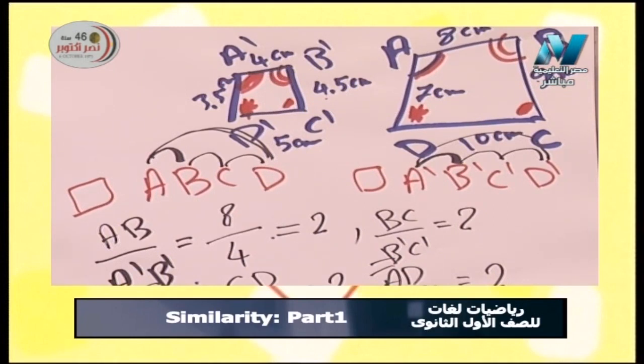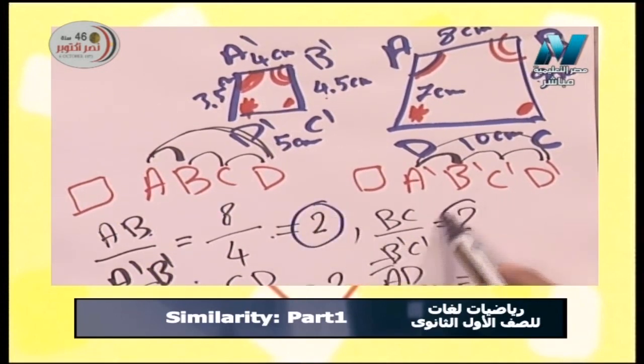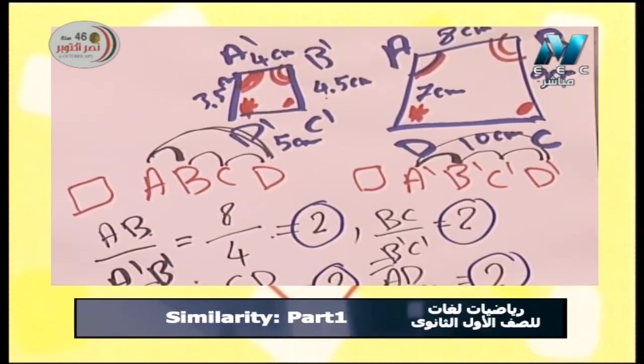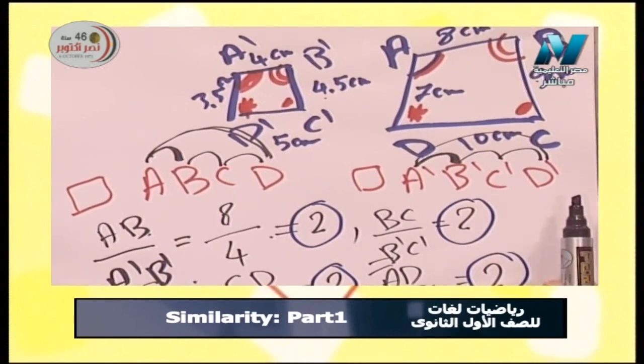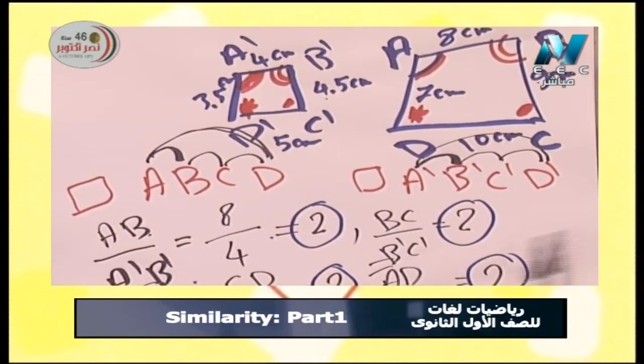If the ratios are equal, then each two corresponding sides, like AB and A dash B dash, BC and B dash C dash, CD and C dash D dash, AD and A dash D dash, are corresponding and proportional. This ratio equals this ratio equals this ratio equals this ratio. So each two corresponding sides are proportional, because if we divide the first over its corresponding, it will be the same ratio, as you see. This ratio, which is 2, is called the scale factor.